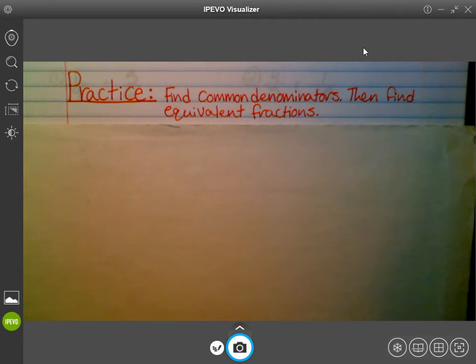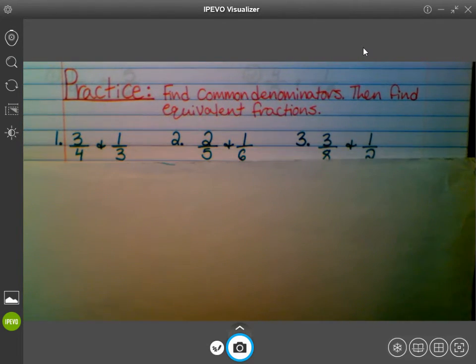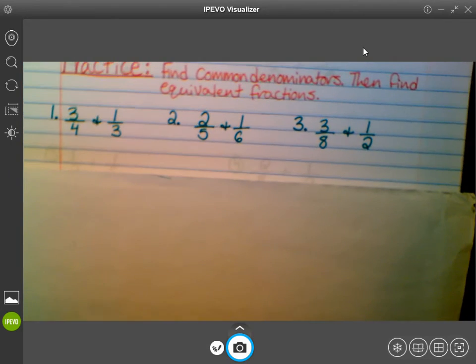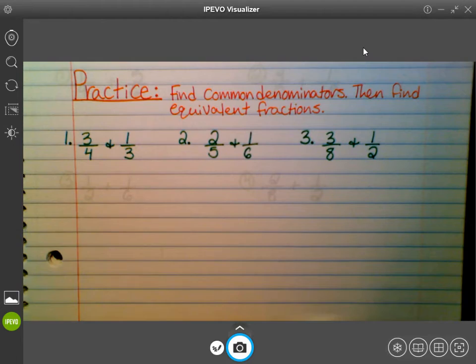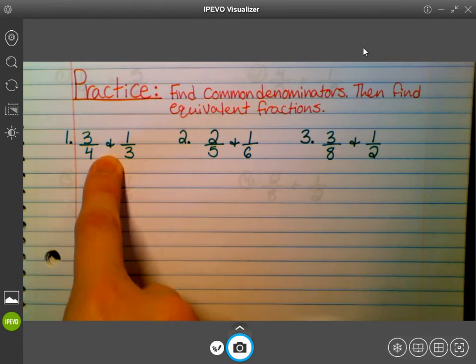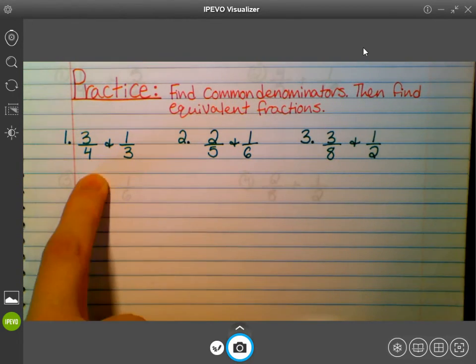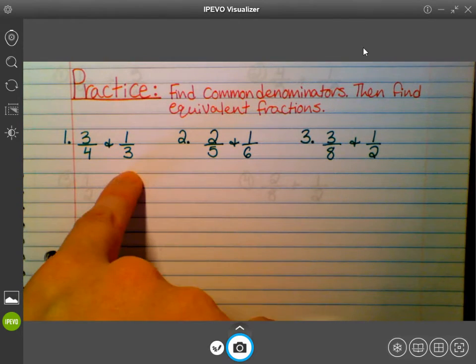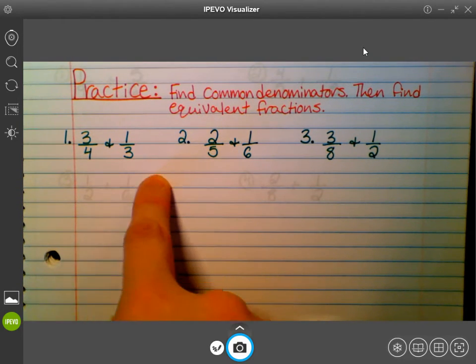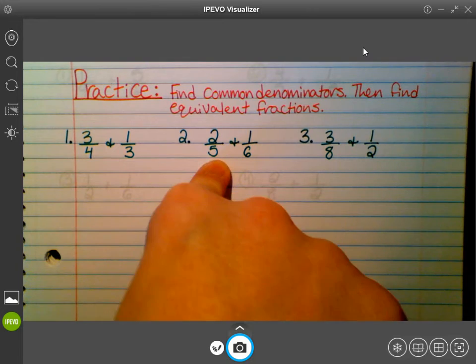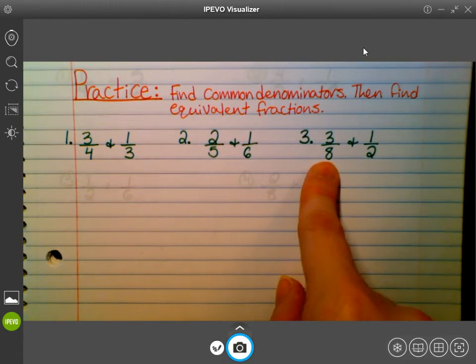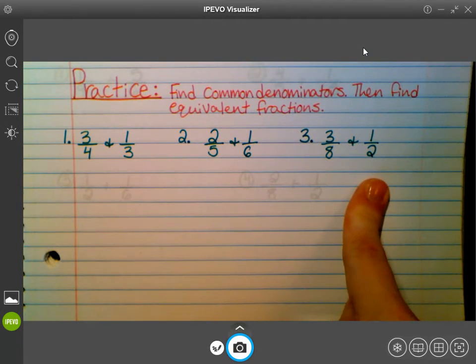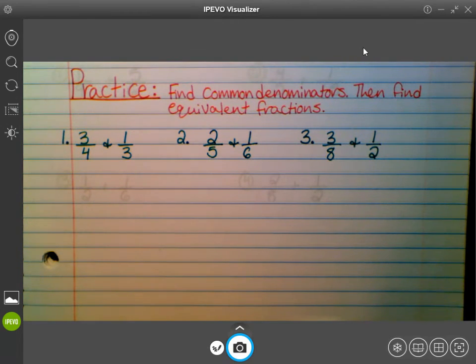And you will be completing those steps 1 through 3. Oh yeah, there's 3 of them. With these 3 pairs of fractions. So this little symbol, that's an and. You guys know I do my ands that way. So for number 1, we have 3/4 and 1/3. For number 2, we have 2/5 and 1/6. For number 3, we have 3/8 and 1/2. So you're just going to complete those 3 steps for each of these 3 problems.